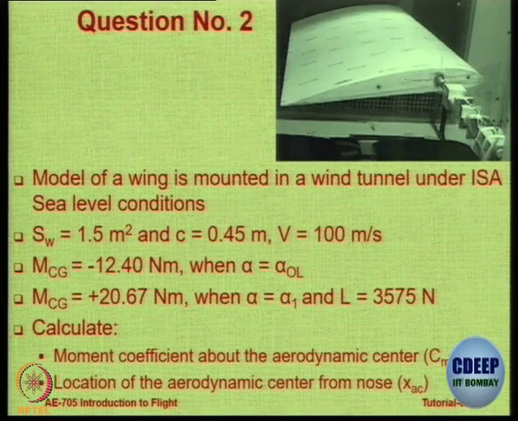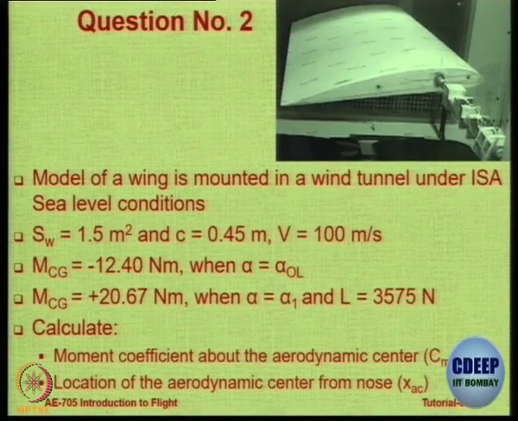So, draw the same figure that you drew last time, because once again this is a flying wing kind of a thing, because there is nothing like a tail here. So, draw the same figure, draw one moment about the aerodynamic center. Mark the location of CG. CG is at some point. So, try to calculate and give me the answer.